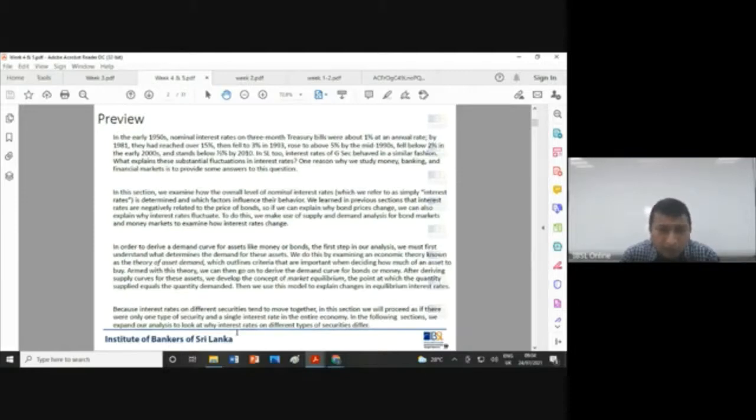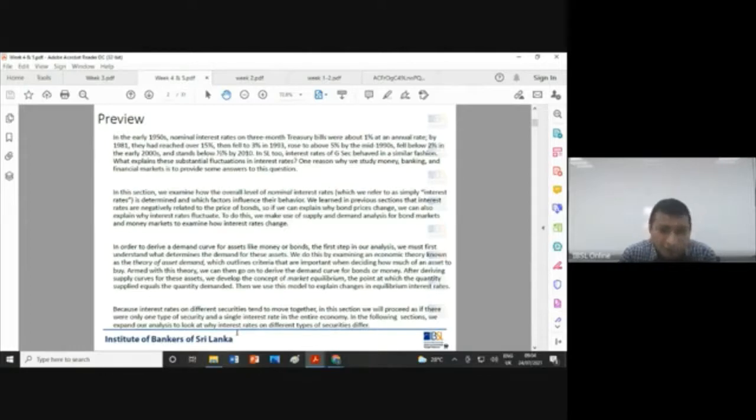100 basis points make 1 percentage point. So 20 basis points means 1/5 of a 1 percentage point, in today's context of a 3-month treasury bill rate in the US. As I said, in the Sri Lankan case too, interest rates behaved in a similar direction, in similar fashions. And what do these substantial fluctuations in interest rates explain to you?